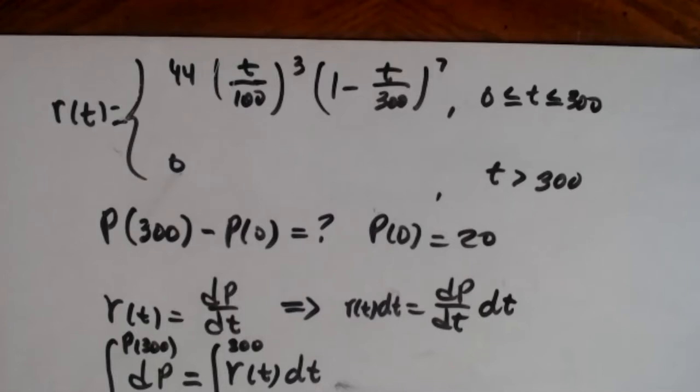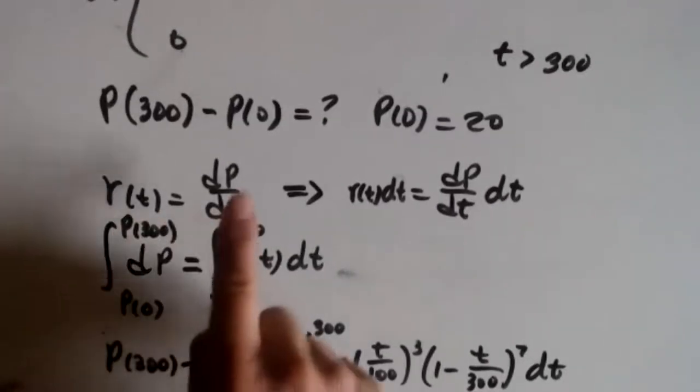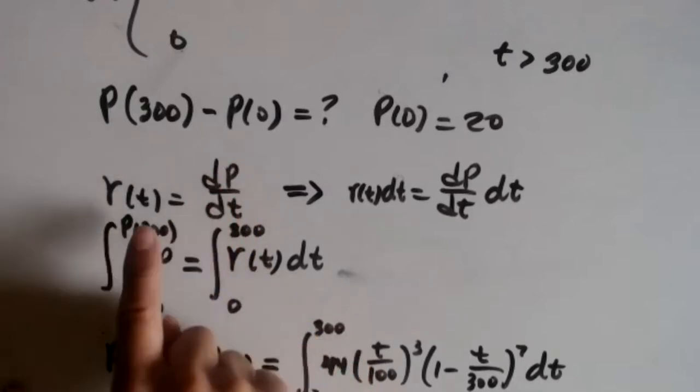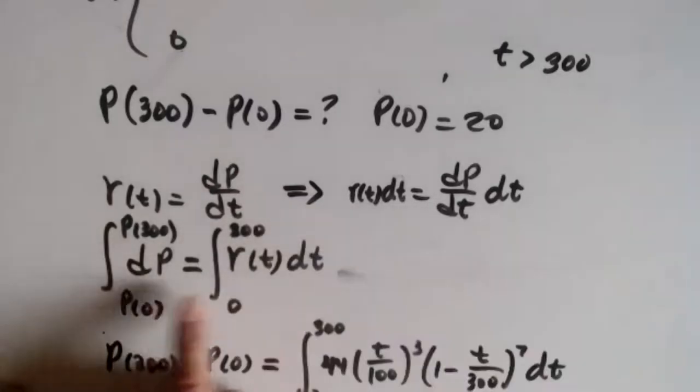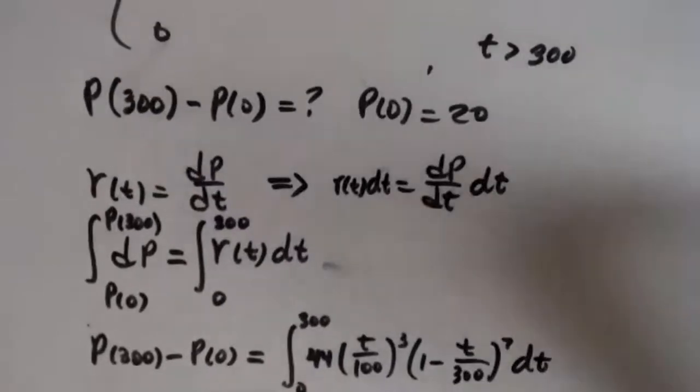And we know that the function R is a rate. It's the rate of change of people over time, so it's dP/dt. Then we solve for P. We have to integrate. We get this difference. That is what we are going to find, and we have to put this in a calculator.